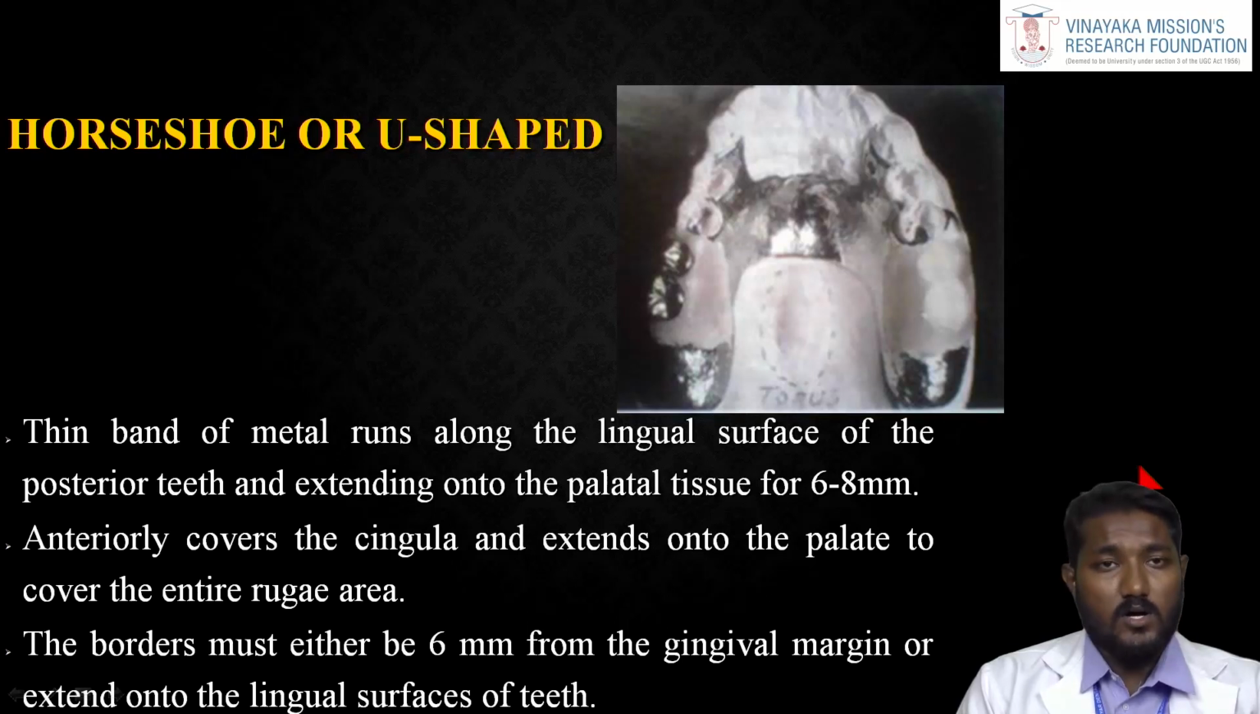Next we look into the horseshoe or U-shaped maxillary major connector. A thin band of metal runs along the lingual surface of the posterior teeth and extends onto the palatal tissue up to 6 to 8 mm. Anteriorly it covers the cingulum and extends onto the palate covering the entire rugae region. The borders must either be 6 mm from the gingival margin or extend onto the lingual surface of the teeth.